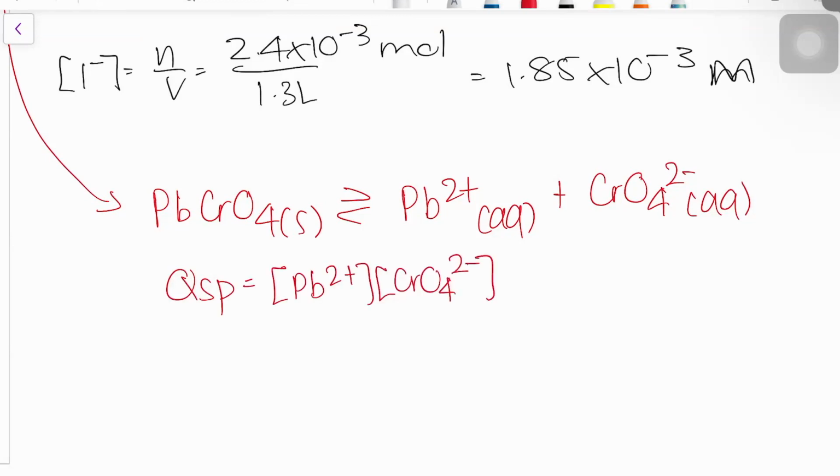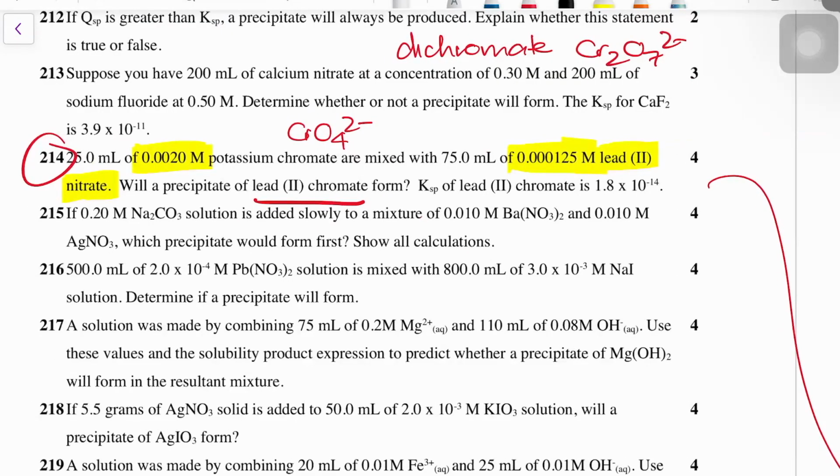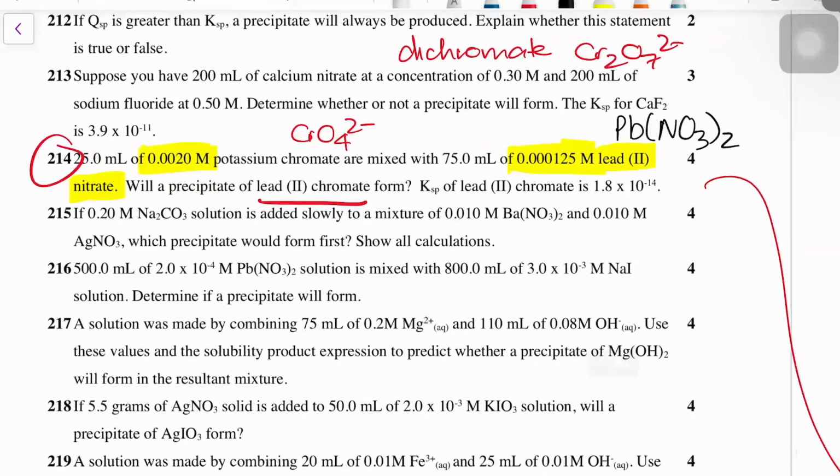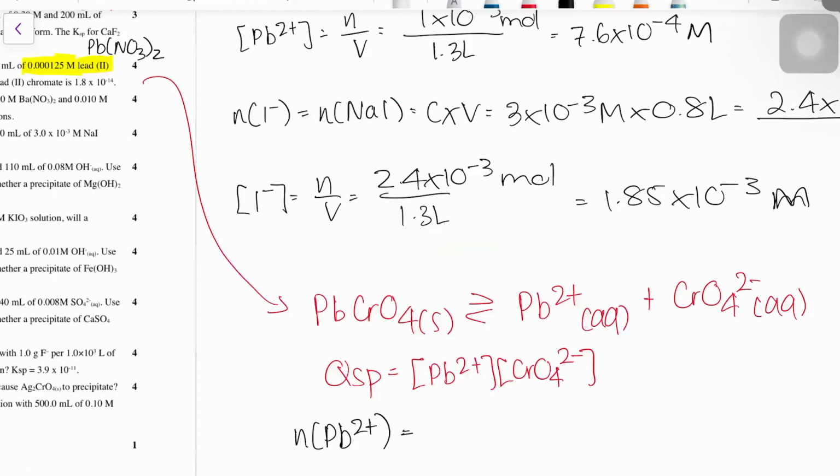Pb2+ times CrO4 2-. My moles of Pb2+, I need to know the ratio. So I need to write out the formula first. What's the formula of lead nitrate? That's where the lead ions come from. Pb(NO3)2. So that's the formula of lead nitrate. What's the ratio of lead to lead nitrate? 1 to 1. So moles of Pb2+ is equal to moles of Pb(NO3)2. So I don't have to multiply by anything.